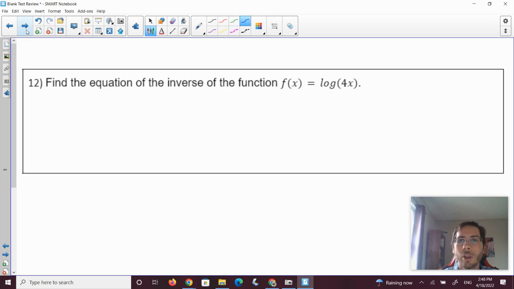For 12, find the equation for the inverse. F of x is log of 4x. So this one, kind of like we did in number 10, we actually have to find the equation now. So y equals log of 4x. So I'm going to write this as log base 10 of 4x equals y, which lets me go ahead and do this.